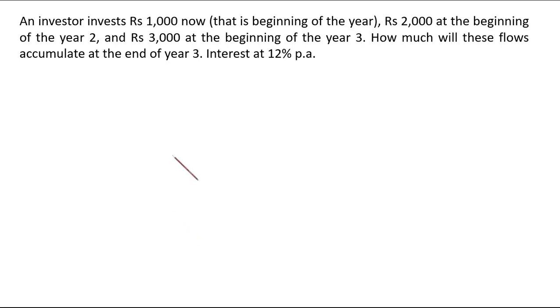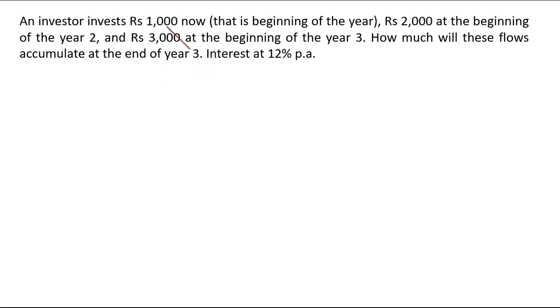An investor invests rupees 1000 right now, that is at the beginning of the year, and he's going to invest 2000 at the beginning of year 2, means after 1 year from now, and rupees 3000 at the beginning of year 3, means after 2 years from now. How much will these flows accumulate at the end of year 3?